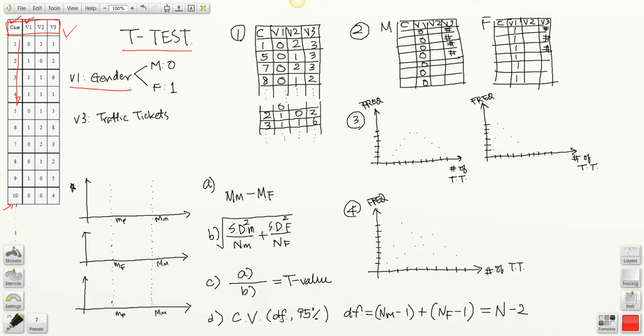The first variable turns out to be gender, and there are only two values, male and female. So this is a dichotomous categorical variable. And for the sake of statistical analysis, you have to numerically code these values. So you're going to use 0 for males and 1 for females. And then your third variable is number of traffic tickets. I'm skipping the second variable because I'm going to use that for ANOVA analysis in the next session.